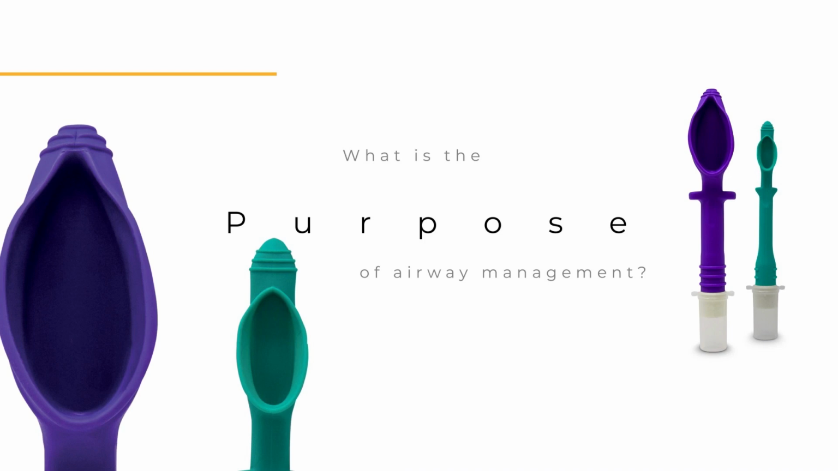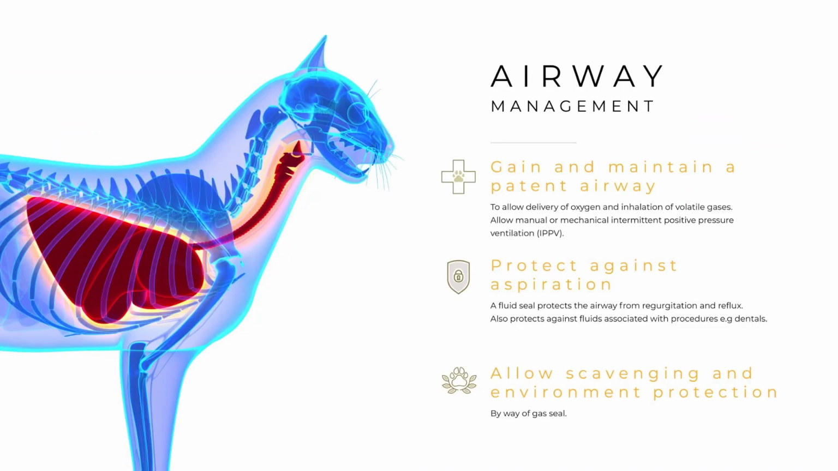Before we look at the different devices available, we need to revisit airway management and look at what we're hoping to achieve. By using an airway device, we are hoping to gain and maintain a patent airway. This will in turn allow us to safely deliver oxygen and anaesthetic gases, whilst at the same time providing us with a patent airway for intermittent positive pressure ventilation, also known as IPPV.